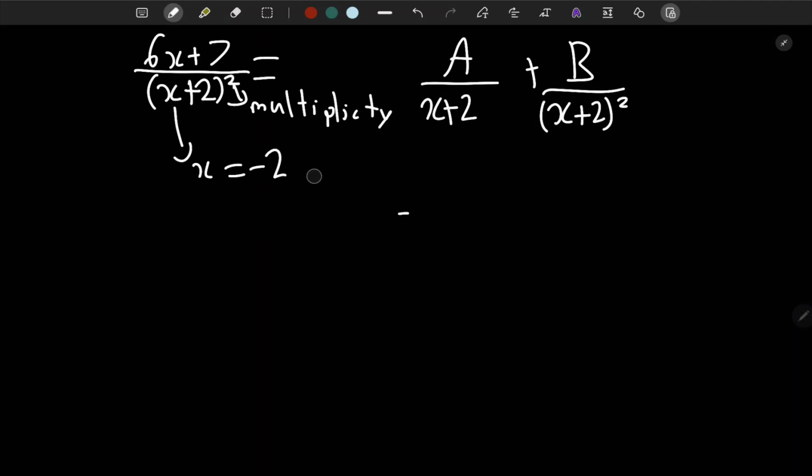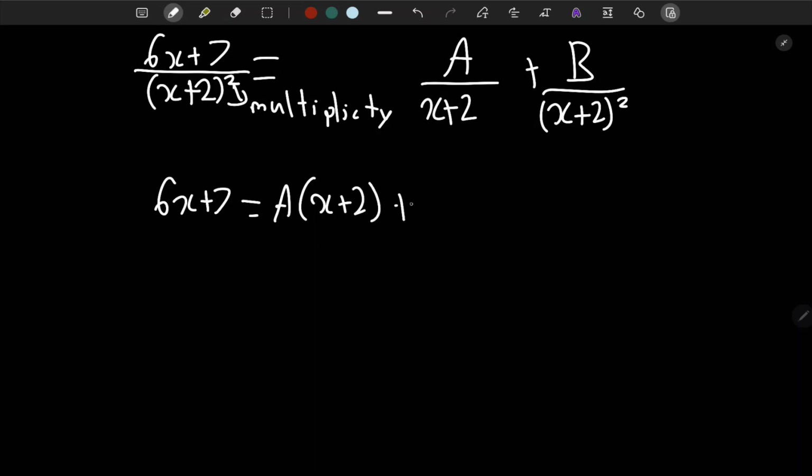So now let's write the equation. So it's going to be 6x plus 7 is equal to, we're just multiplying by x plus 2 squared on both sides, as repeated before. So it's going to be a, and we can use the cover up method. So x plus 2, and we deduct 1 x plus 2 here, so it's going to be x plus 2 plus b, and now we cover up this part, the denominator of b, in the original fraction. We're going to be left with 1.